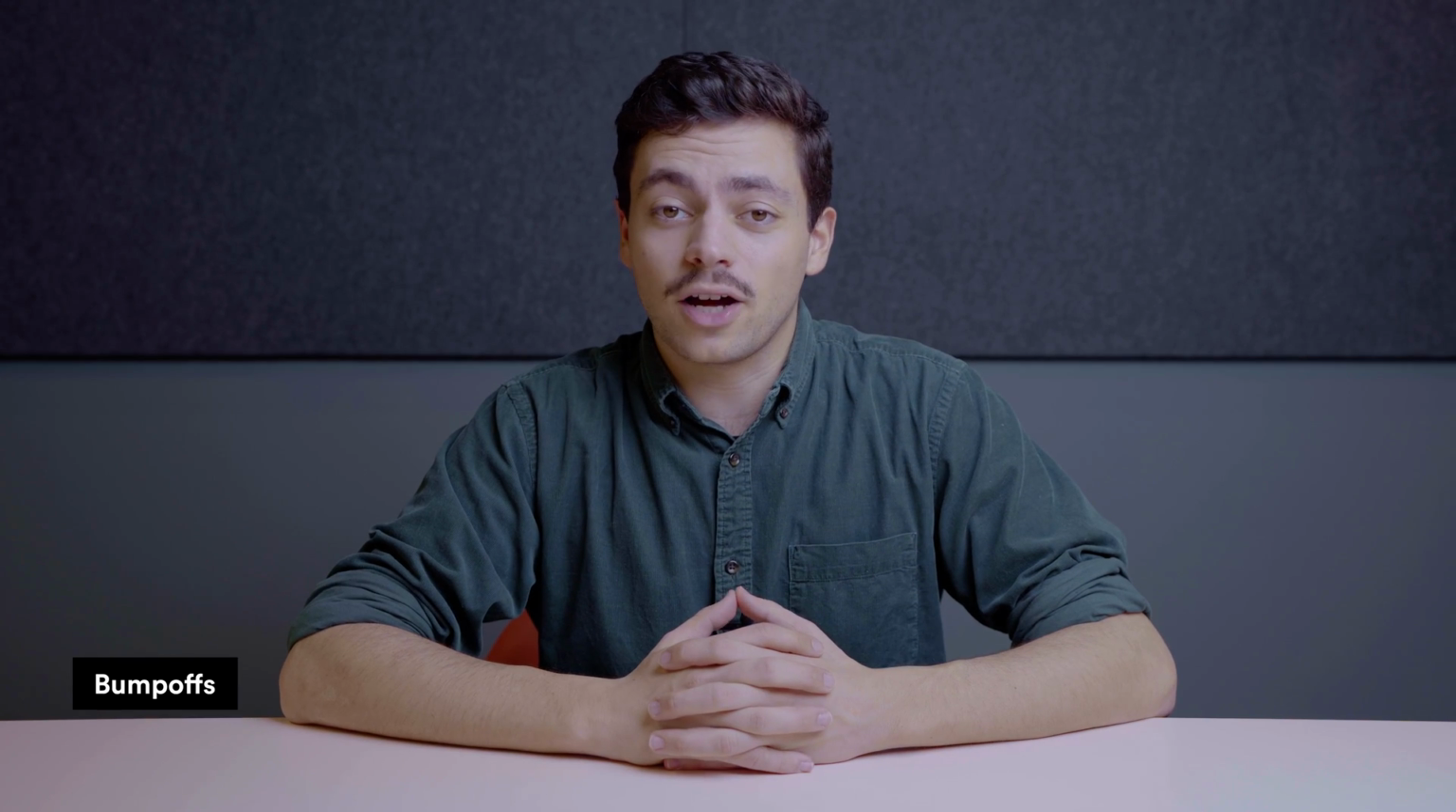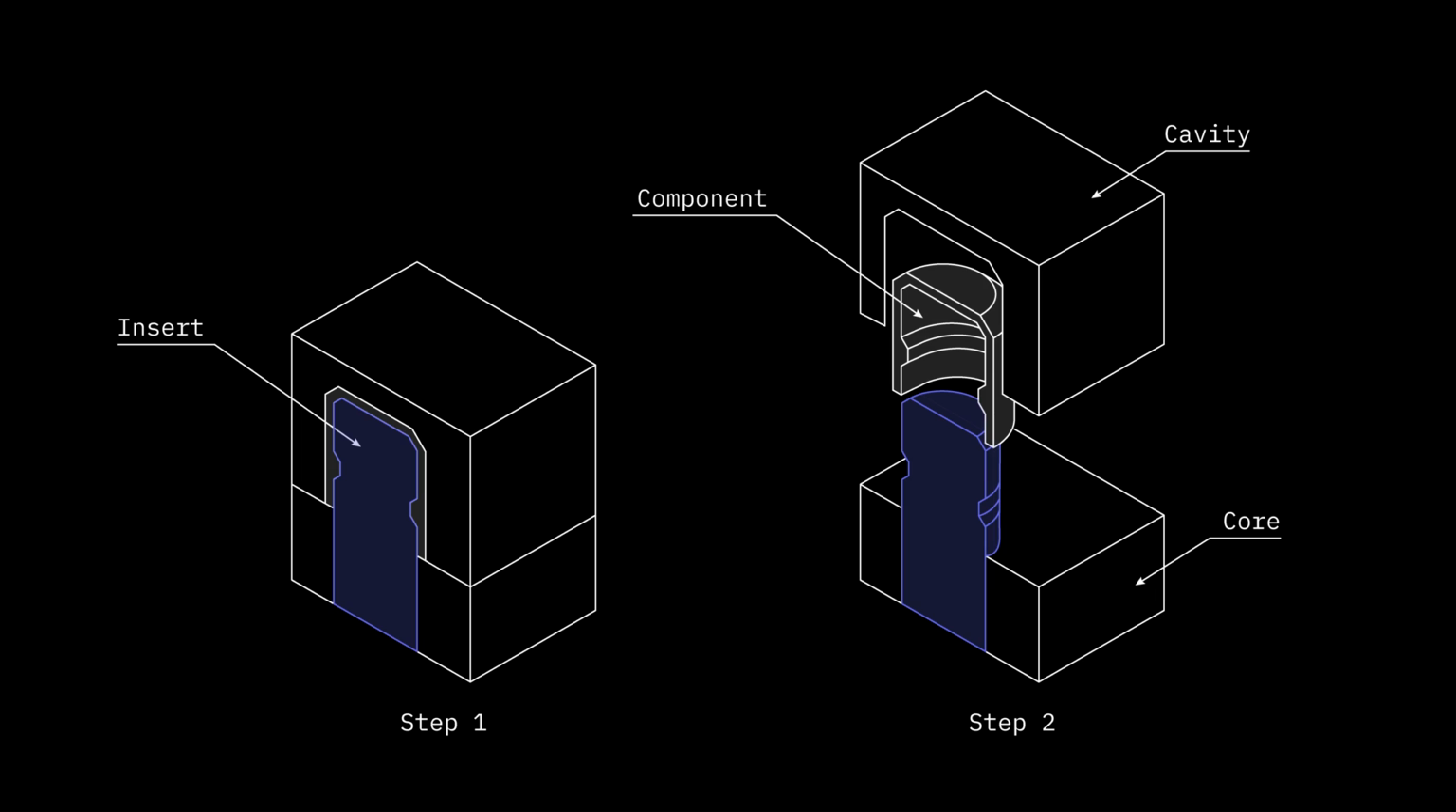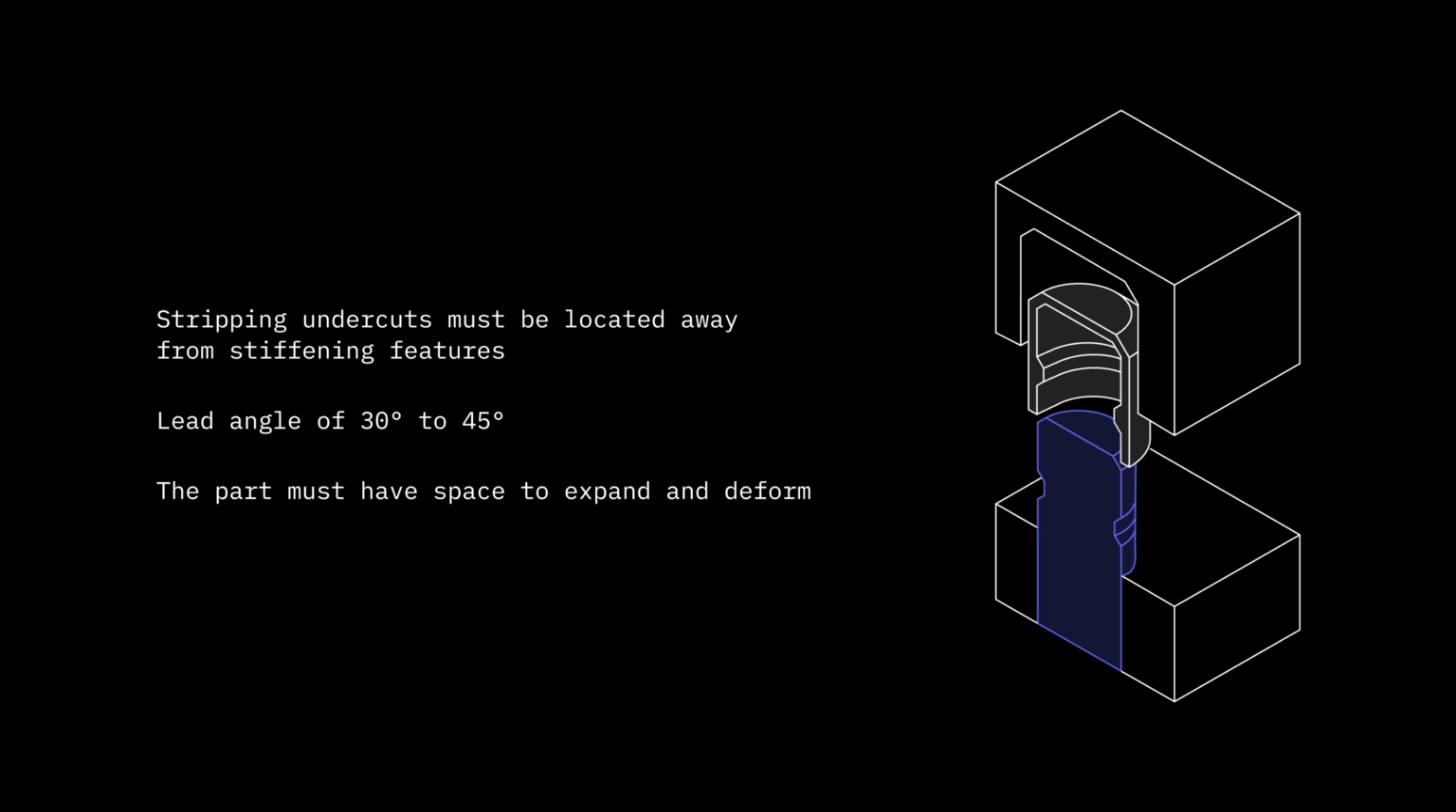Now we'll talk about stripping undercuts or bumpoffs. Bumpoffs can be used when the feature is flexible enough to deform over the mold during ejection. Stripping undercuts can only be used under the following conditions. The stripping undercut must be located away from stiffening features, such as corners and ribs. The undercut must have a lead angle of 30 to 45 degrees. The injection molded part must have space and must be flexible enough to expand and deform. It's best to avoid stripping undercuts in parts made from fiber-reinforced plastics. However, softer plastics are okay.